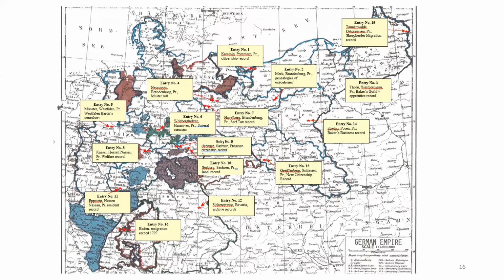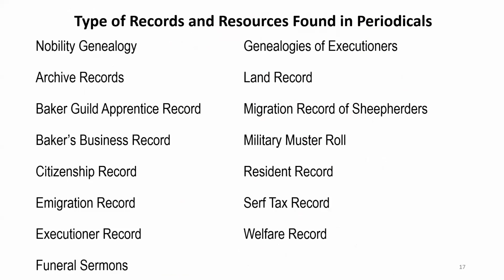And keep in mind, this is only 4 out of over 60 volumes of this periodical. And this periodical is only 1 out of the 604 German periodicals that exist. This is a list of the subjects and records contained in those articles listed on the map, and you can see the wide variety of the type of records and resources that these periodicals contain.